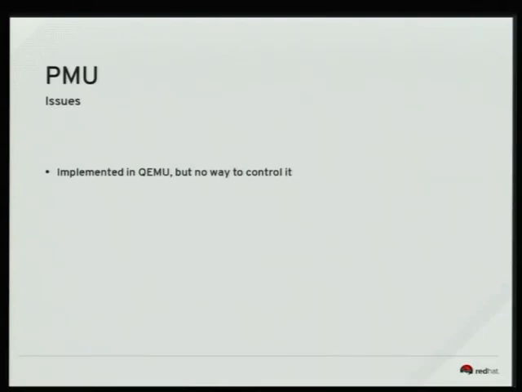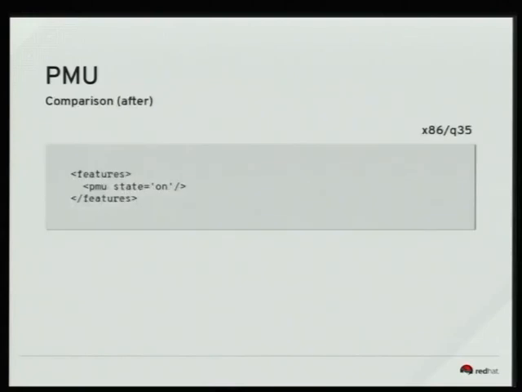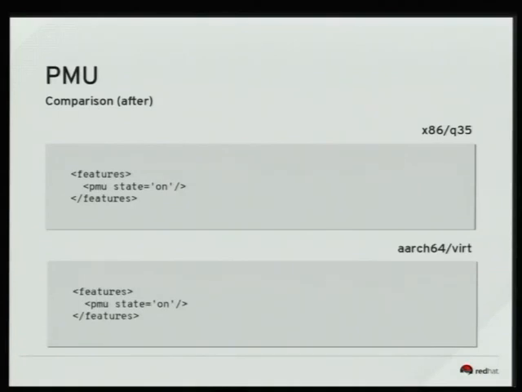The solution to this problem was fairly easy in a way. And it was fairly easy for me because I didn't have to write any single line of code for that. The support that was in x86 just worked for AArch64, so for me it was easy. But it was that easy because we pushed for a consistent name and behavior on the QEMU side. So if you need any proof of the fact that being consistent is good, this is one example. So we compare again x86 with AArch64, and now they are exactly the same. So exactly what we wanted.